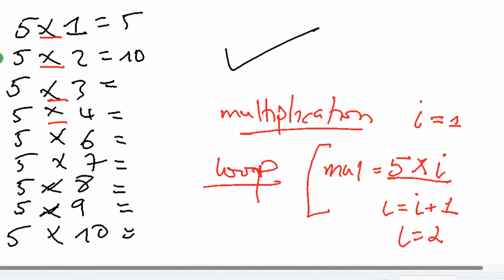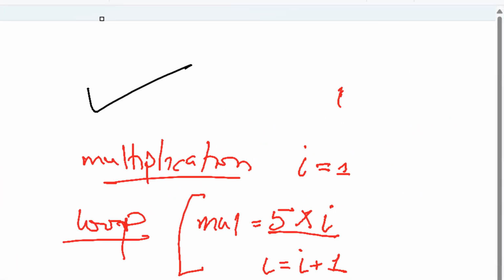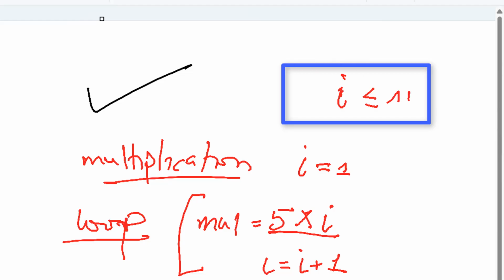After doing that, you display the same thing. You come back again, and I increment to 3. You have 5 times 3, and so on and so forth. But there's one thing. You are supposed to end when you reach 5 times 10. It simply means that you need a condition saying I less than or equals to 10.